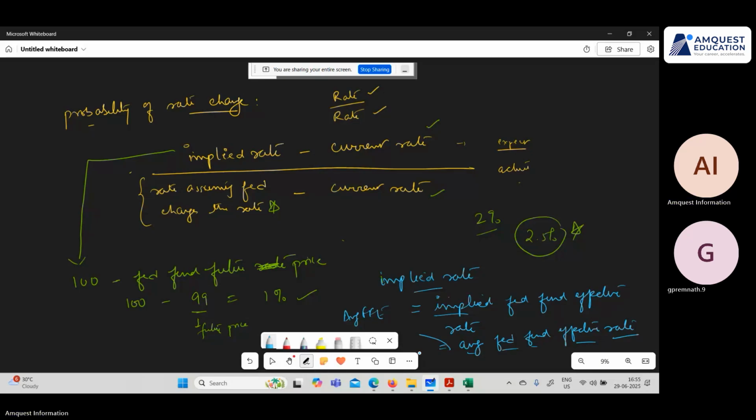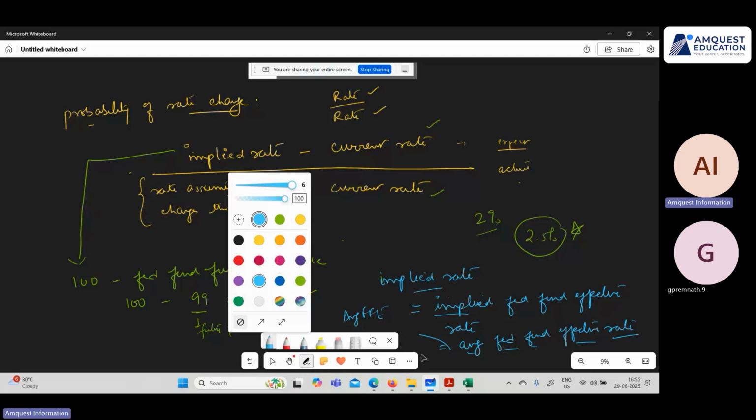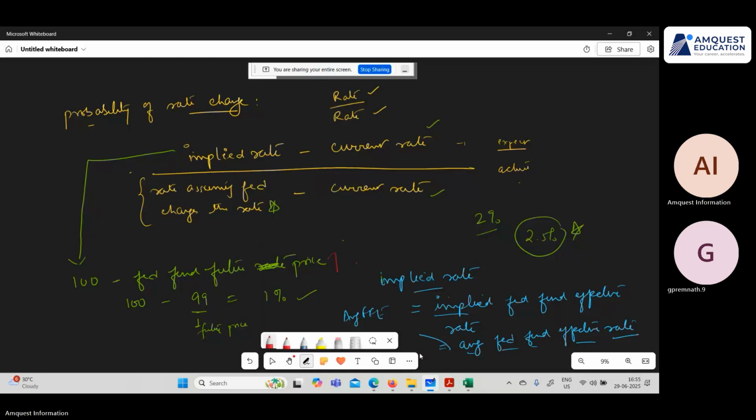If this value increases, if Fed future price increases, my implied rate reduces.